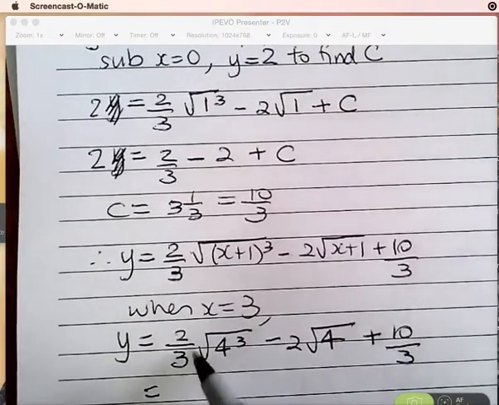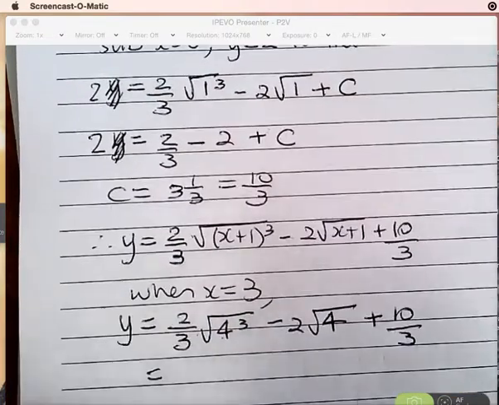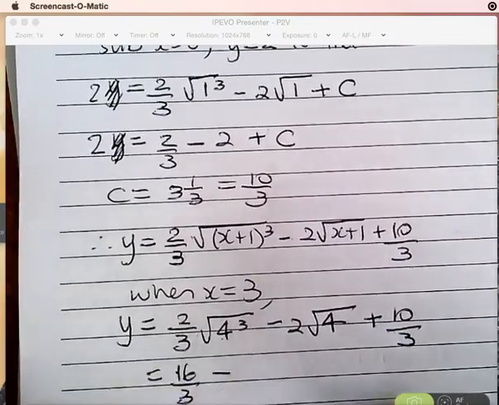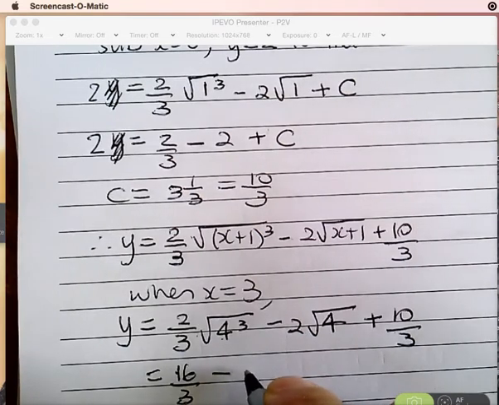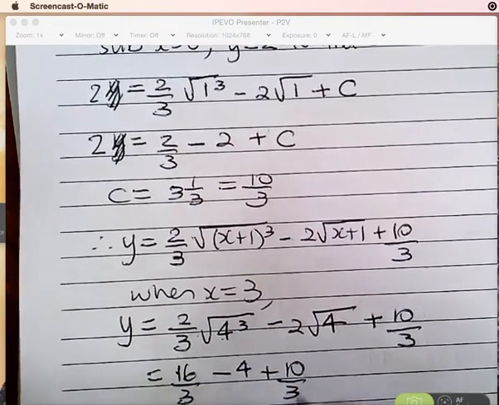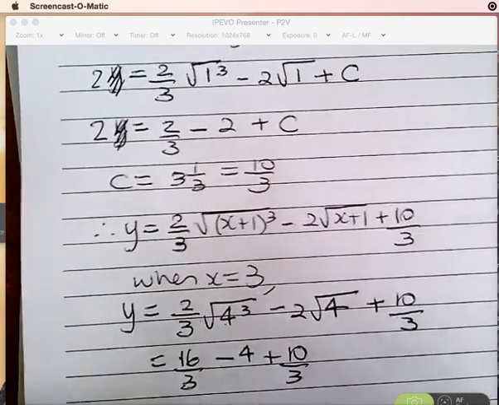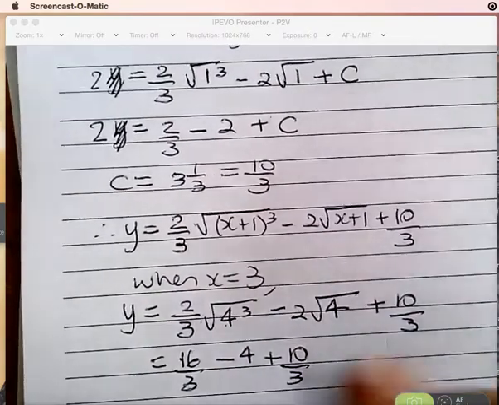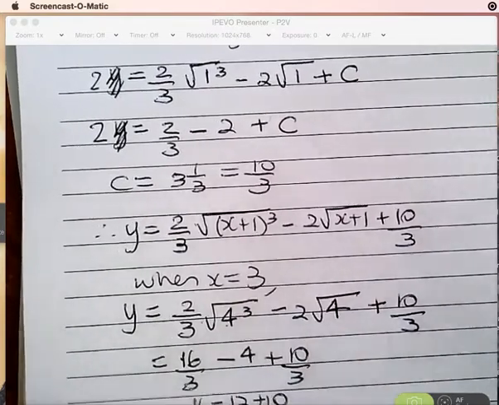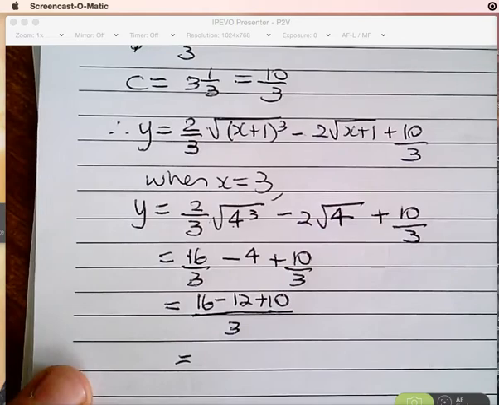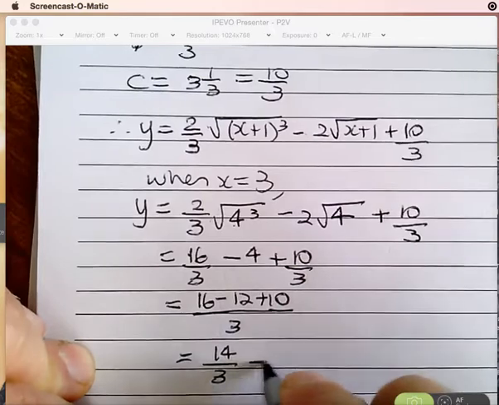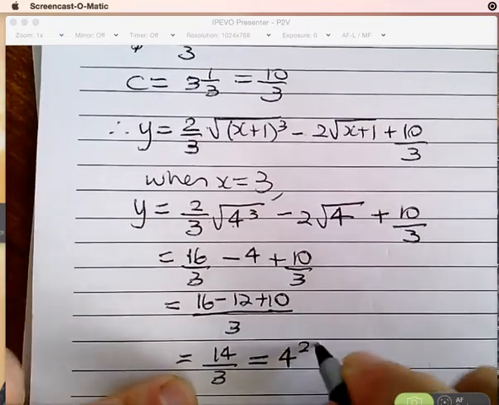What's the square root of 4? I did the square root of 4 first. So 2/3 times 8, which is 16 on 3, minus 4 plus 10 on 3. You can write 4 as 12 on 3. So I'm going to go common denominator and do it in my head. It's 16 minus 12 plus 10 all over 3. Are you okay with that, girls? 4 is 12 on 3, and that's 14 on 3. Don't need a calculator, which is 4 2/3.